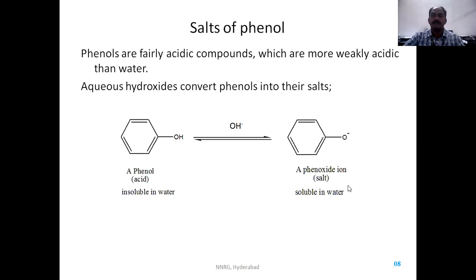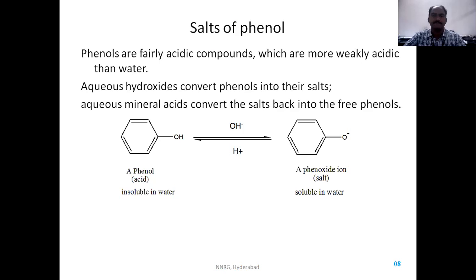So it forms a phenoxide ion. Phenoxide is a stable ion which forms a salt with sodium hydroxide. Sodium phenoxide is formed, which is soluble in water. So phenols have a salt formation property. Whenever phenoxide ions are treated with mineral acids like HCl, the phenols are formed again.